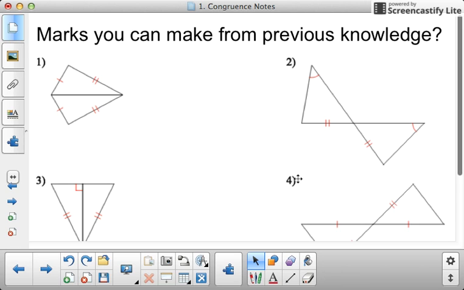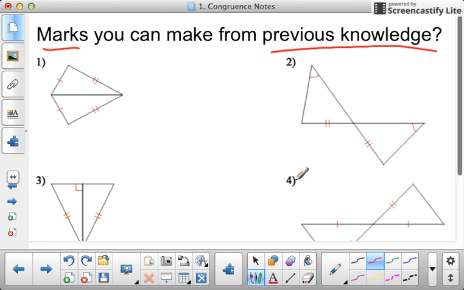So you may be thinking, what in the world? These don't look anything like what I saw earlier. So these I actually can make some marks based on my previous knowledge. This is where I'm going to need to know vertical angles. And what do I know about vertical angles? They form an X and they are congruent. If this was X, then this would be X. I can add these arcs in these situations.